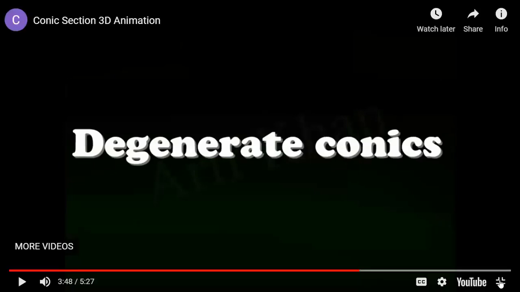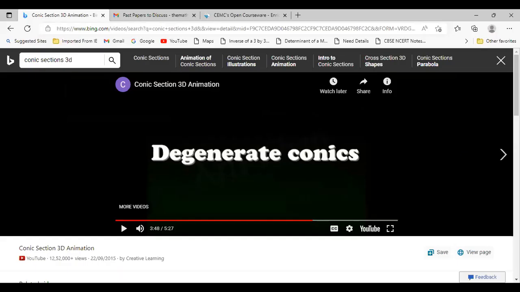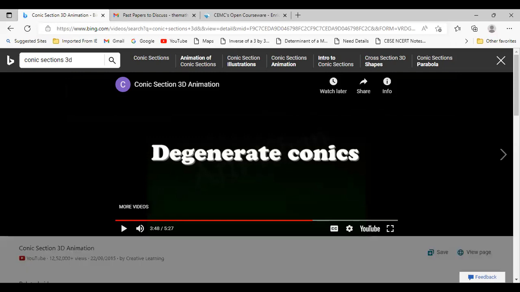Degenerate conics. Okay, this is not needed. This is simple. So there are 4 conic sections: circles, ellipses, parabolas, and hyperbolas.